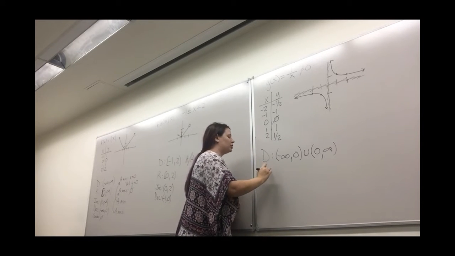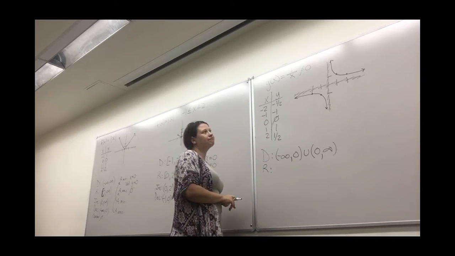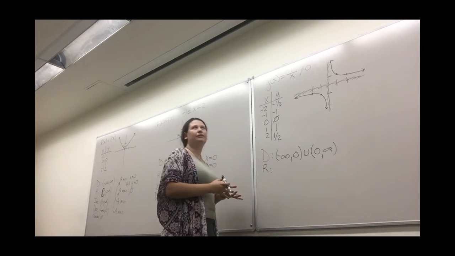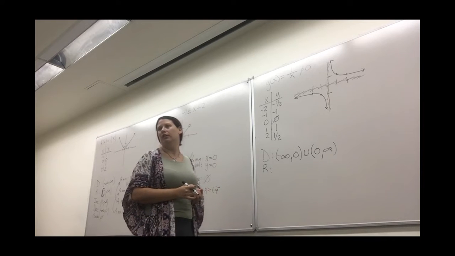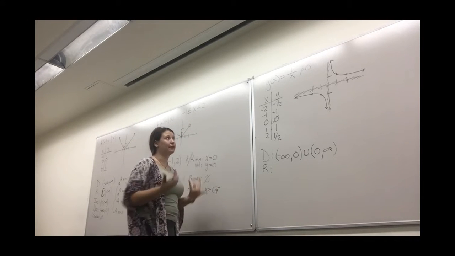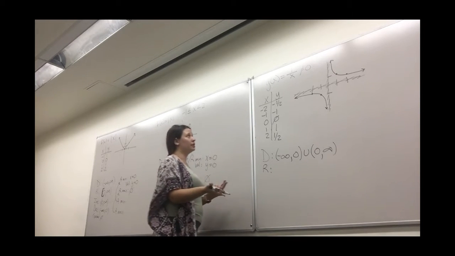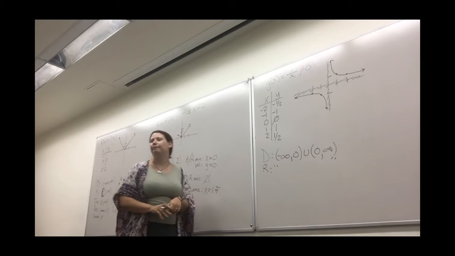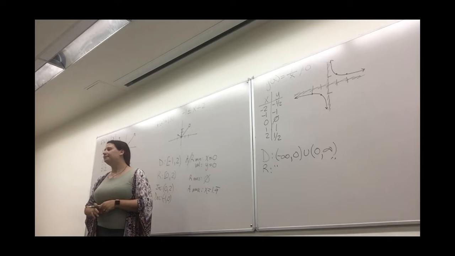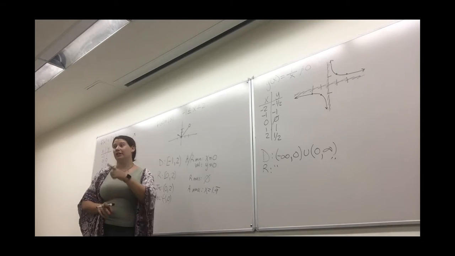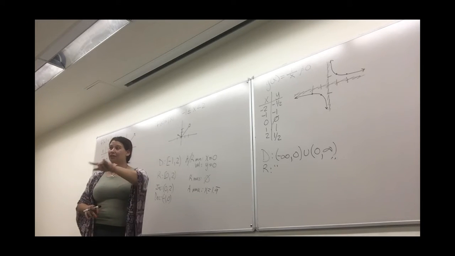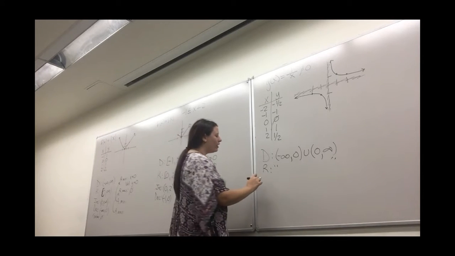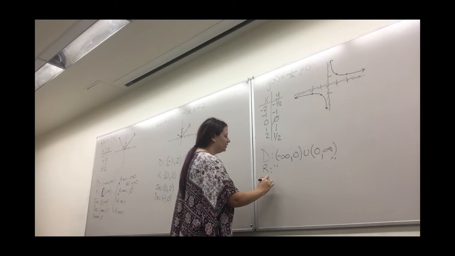So what's the range? Is it different? No. We can get everything other than 0 again. So it's the same thing, right? Being lazy. You can do that in the computer. It's called Control C, Control V. What about increasing?